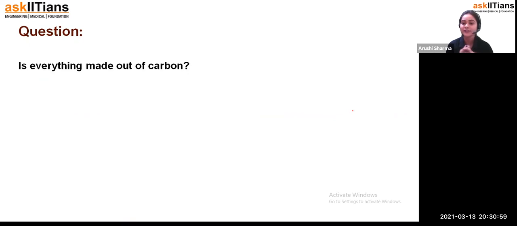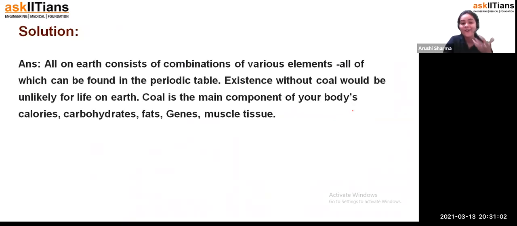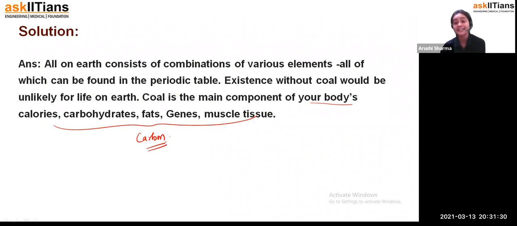Is everything made out of carbon? All things on earth consist of combinations of various elements, all of which can be found in the periodic table. It's just that every component will have carbon in it. So existence without carbon would be unlikely on earth. Carbon is the main component of your body's carbohydrates, fats, genes, and muscle tissues, and all these contain what? Carbon. They are all carbon compounds. Yes, other elements will also be there, but carbon is the base of it. So students, carbon is everywhere.